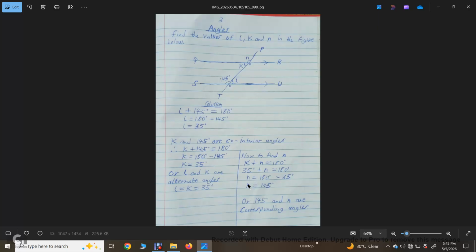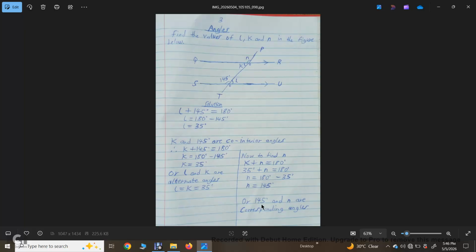Now I want to find N, so we have to make N stand alone at the left hand side of the equal sign. You have to move this 35 degrees to the other side of the equal sign. Whenever a number or a term crosses an equal sign, its sign changes. When it is positive, it changes to negative. When it is negative, it changes to positive. So N is equal to 180 degrees minus 35 degrees. So N is equal to 145 degrees.